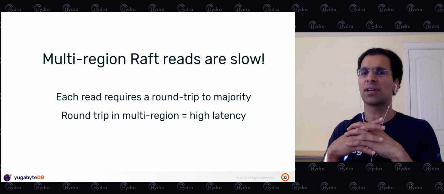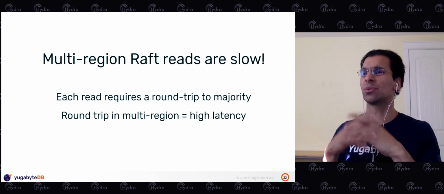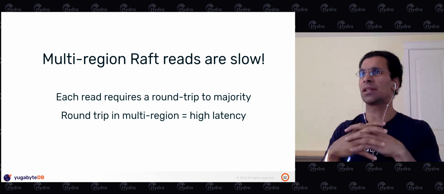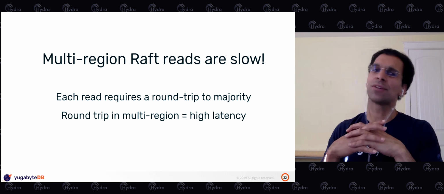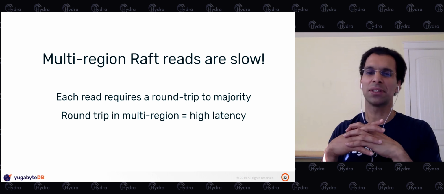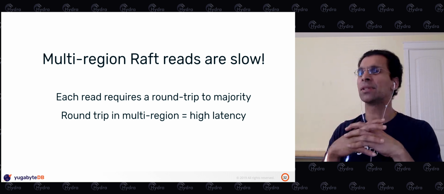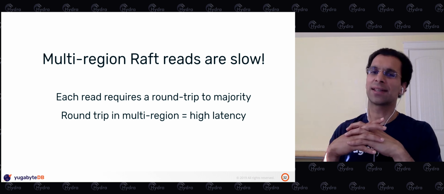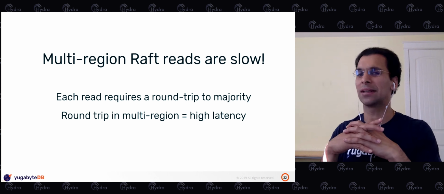Each read requires a round trip to the majority. So you need to establish that you are the leader. When you get a read, you need to make sure you're still the leader by talking to the other 2 nodes and then responding. Now, the problem is if you're in faraway regions and you have to establish your authority each time, this could become a very slow database, right? Imagine if the latency between the regions is 50 or 100 milliseconds, then every read is minimum 50 or 100 milliseconds, which is not a very high performing database.